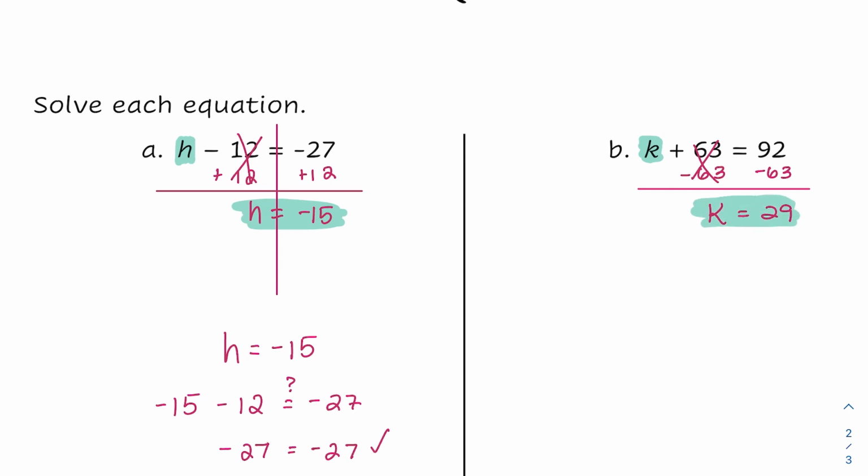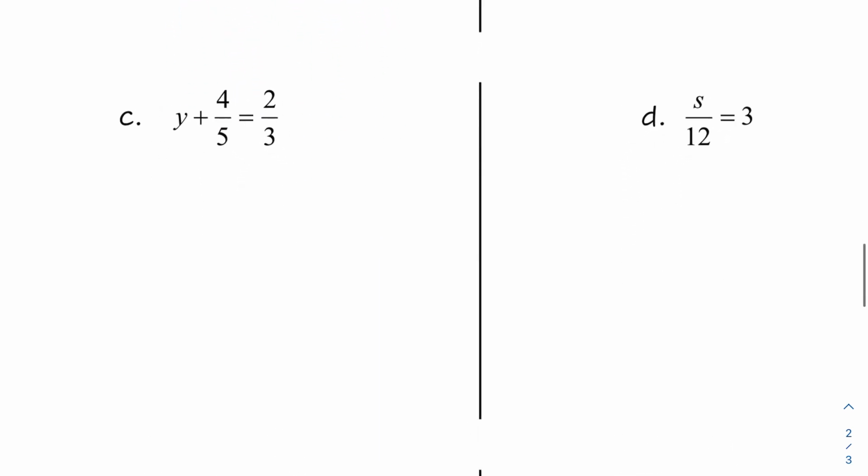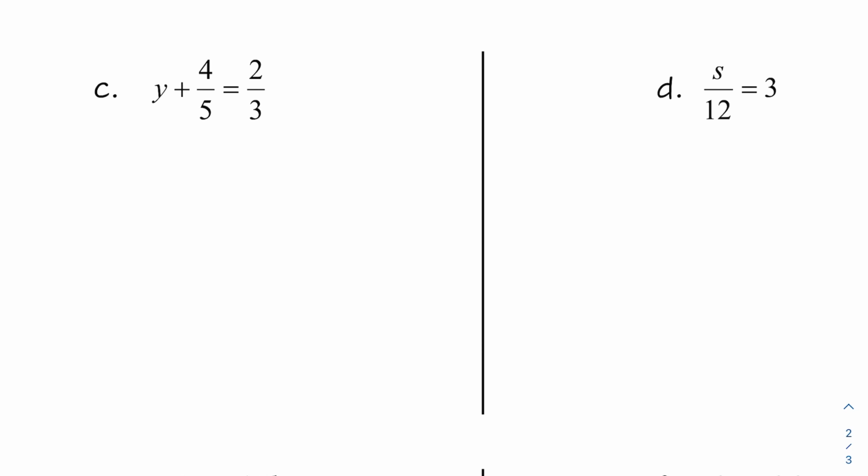Okay, so we've done addition and subtraction, but let's look at a couple with fractions in them. There is no difference when you're solving equations with fractions. So for the first one, I have y plus 4/5 equals 2/3. Again, isolate the variable. So the opposite of adding 4/5 is subtracting 4/5. The only difference here is we have to actually subtract our fractions. So I'm going to have 2/3 minus 4/5.